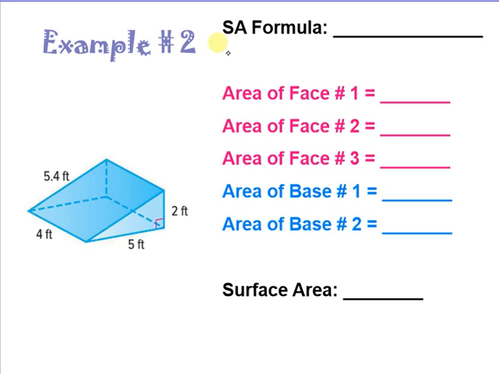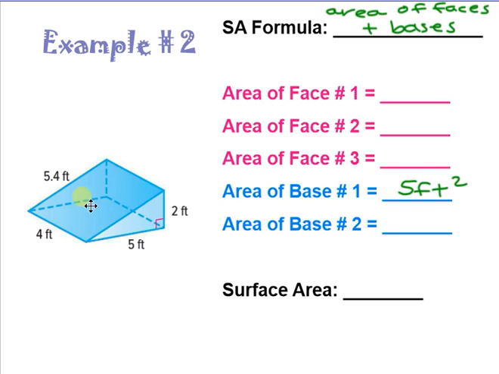All right, let's do example number 2. So our formula here, again, is area of faces plus bases. So again, I'm going to start with my bases because that's where I like to start, but it's up to you. So here we have a triangle with a base of 5 and a height of 2. So 5 times 2 times 0.5, and that's going to be 5 feet squared.